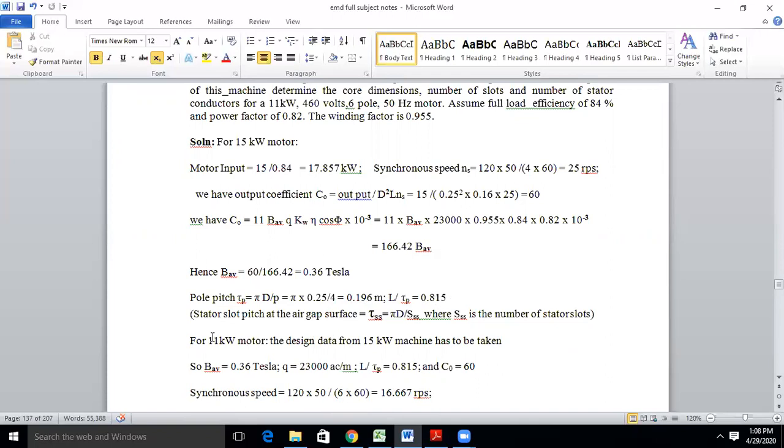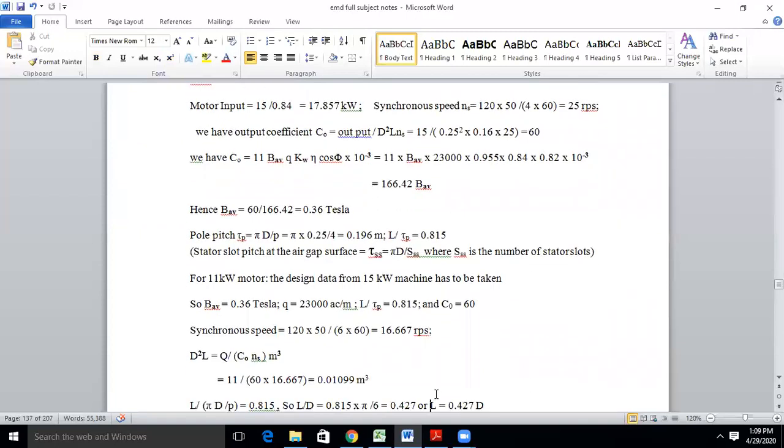So now for the 11 kilowatt motor, the desired data from the 15 kilowatt machine has to be taken. So B av is taken from this, and then q is taken, L by 2p is taken, and C naught is taken from the 15 kilowatt. Now we need to calculate the main dimensions of the 11 kilowatt motor. How? Just take synchronous speed as that of this particular 15 kilowatt, so this is 16.667. Now again go for d square L.